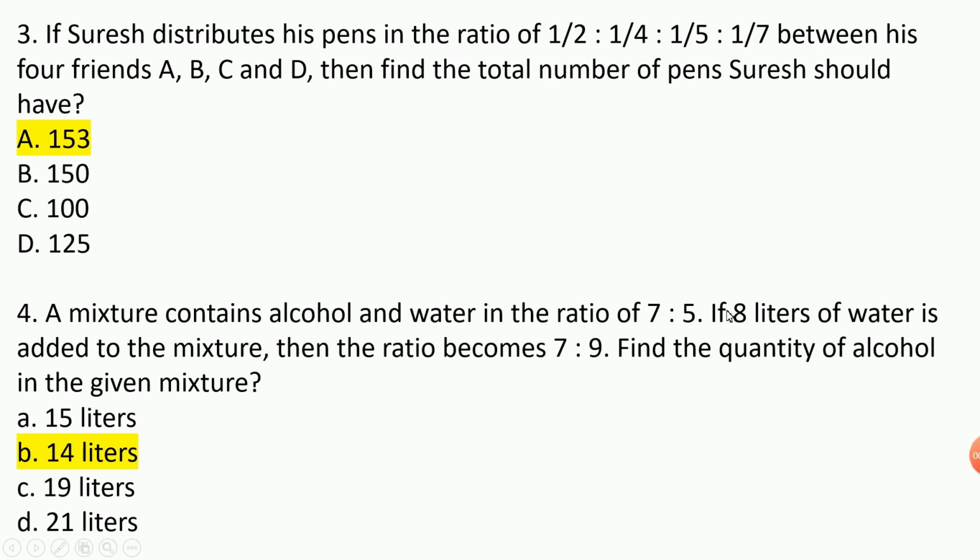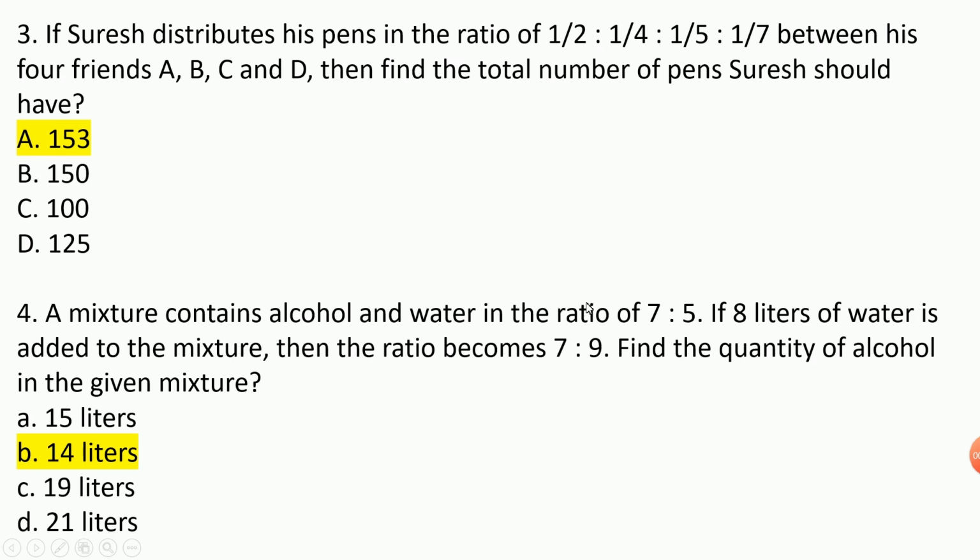Now we are adding 8 liters, so the water becomes 5x plus 8. So 7x divided by 5x plus 8 is equal to 7 by 9. Now cross multiplying and solving it, we get the answer of 14 liters. But please note that we don't have the privilege of solving such tedious calculations in the exam. So what can we do here?